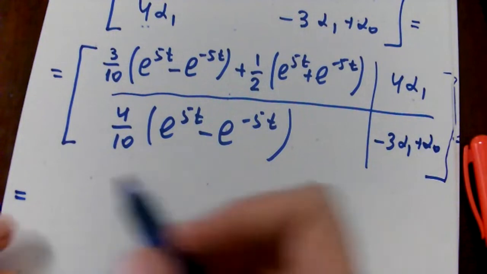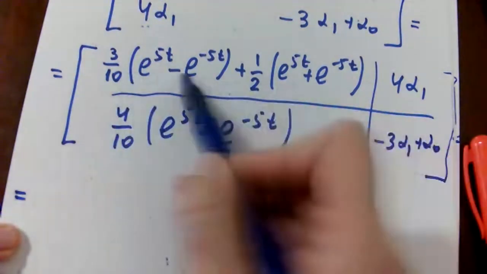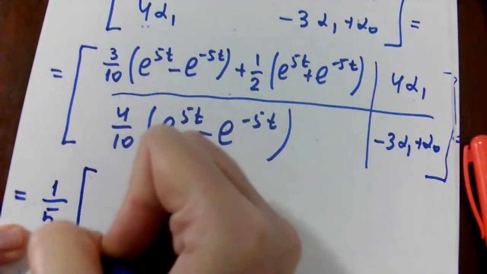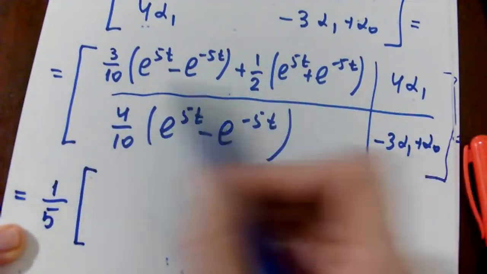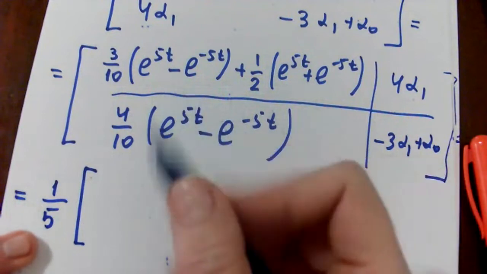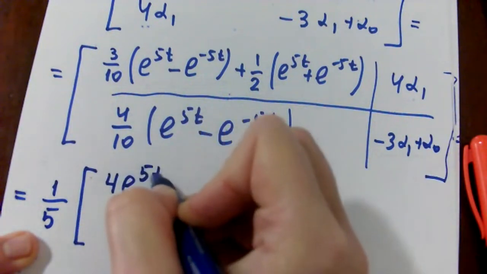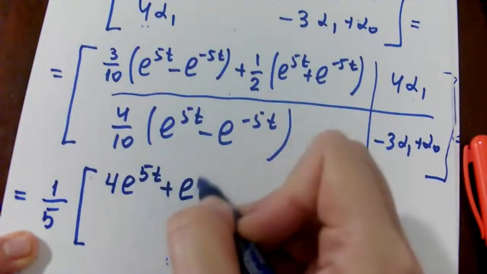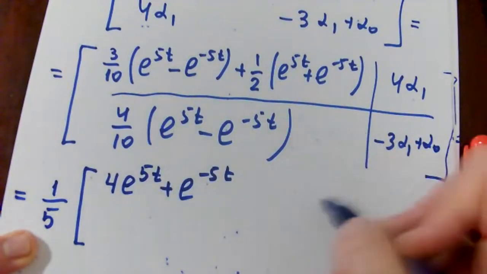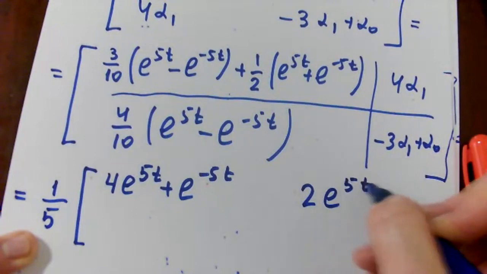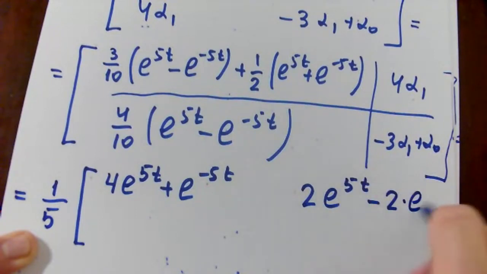Okay, so e to the power of t, after all the simplifications, it's better to pull out 1 over 5th. You will see it. If you don't believe me, you can check my transformations later. So that will give us 4 e to the power of 5t plus e to the power of minus 5t. This element to the right will be 2 times e to the power of 5t minus 2 e to the power of minus 5t.